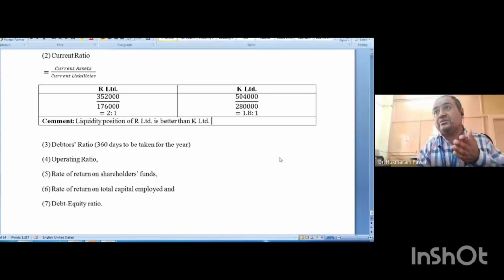K Limited's current asset is more, 5,04,000, but against that the current liability is also more. So in comparison of current liability, the position of R Limited is better. Okay, the figure itself does not give you the correct information, but the comparison of the figures gives the correct information. That is useful for analysis purposes.